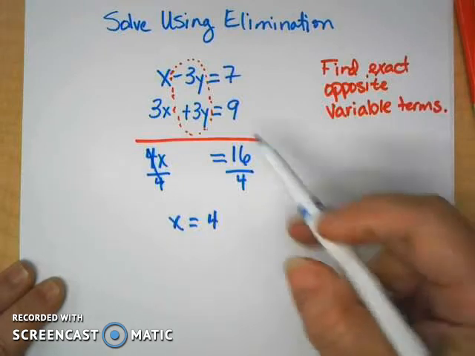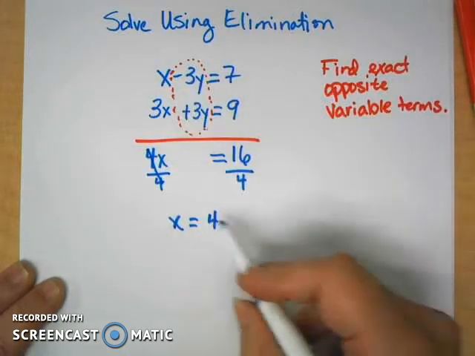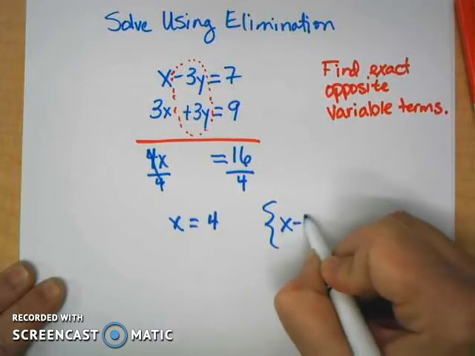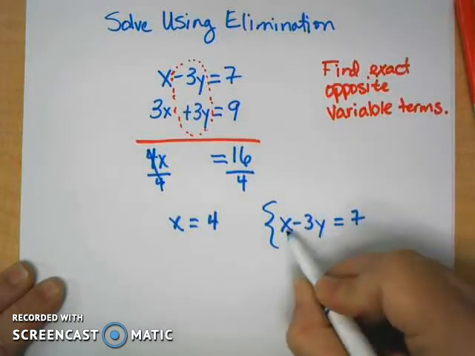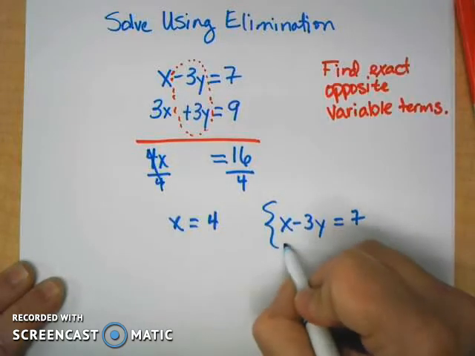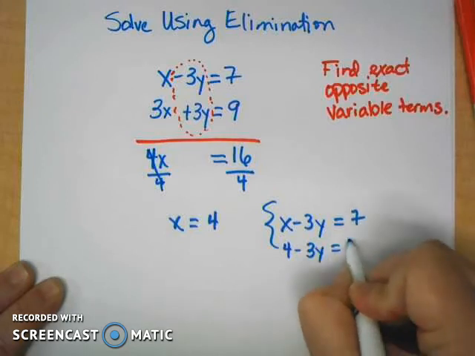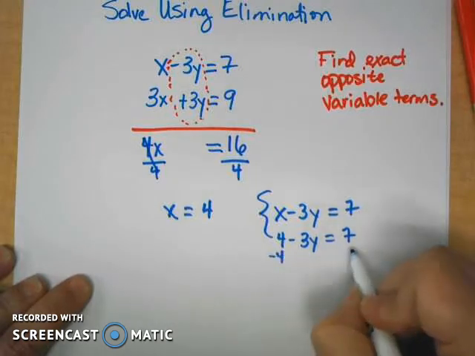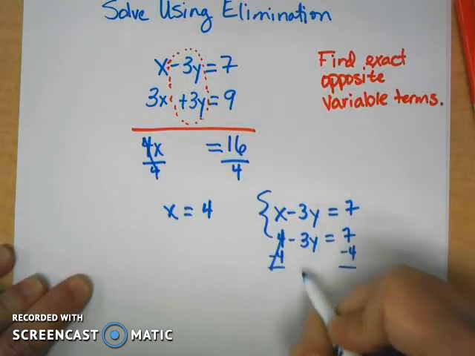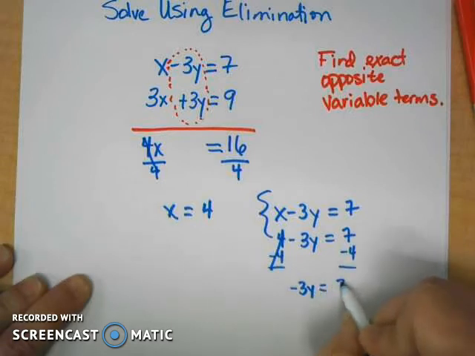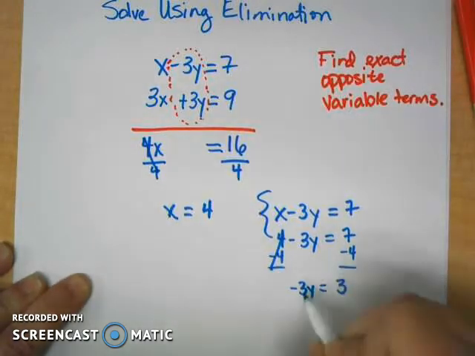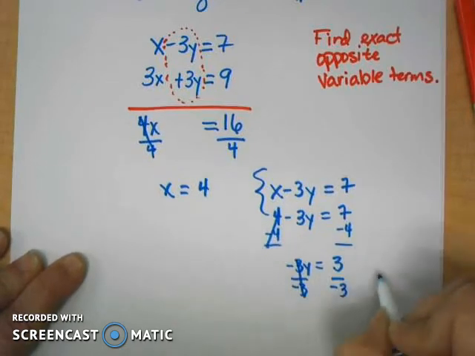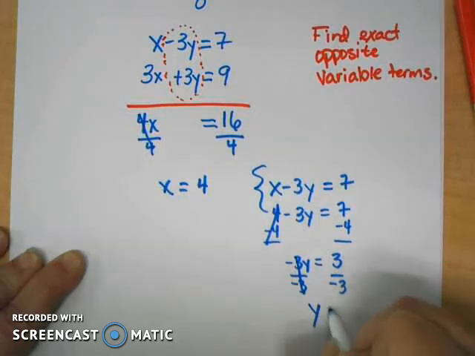I'm going to choose to substitute it into the first equation. So I'm going to substitute x into the equation that is x minus 3y equals 7. So I'm going to replace the x with 4. So I've got 4 minus 3y equals 7. Now I want to isolate the y, so I'm going to subtract the 4 from both sides, and then divide both sides by negative 3, and I can see that I get y equals negative 1.